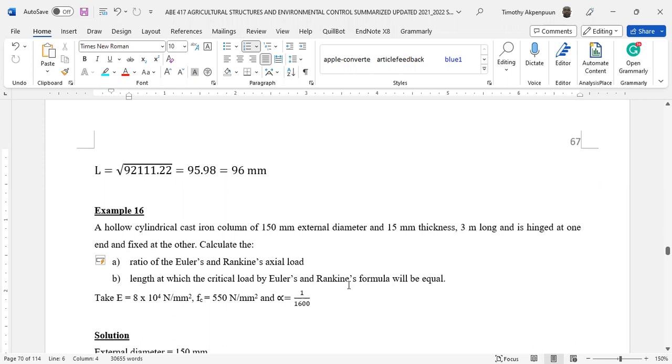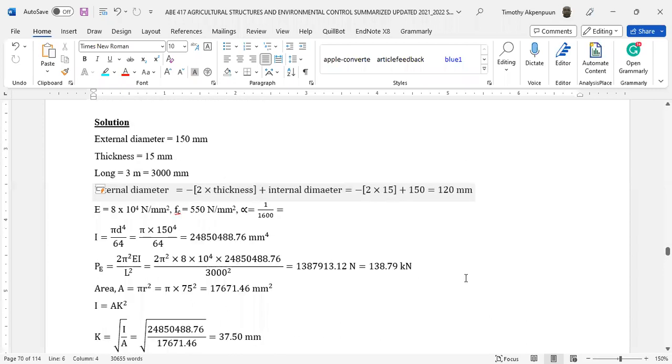Slenderness ratio. What do we do in getting slenderness ratio? Do you remember? You've forgotten slenderness ratio. Ah, God. Okay, you guys should look at this. Slenderness ratio is effective length over least lateral dimension, that is, effective length over radius of gyration.